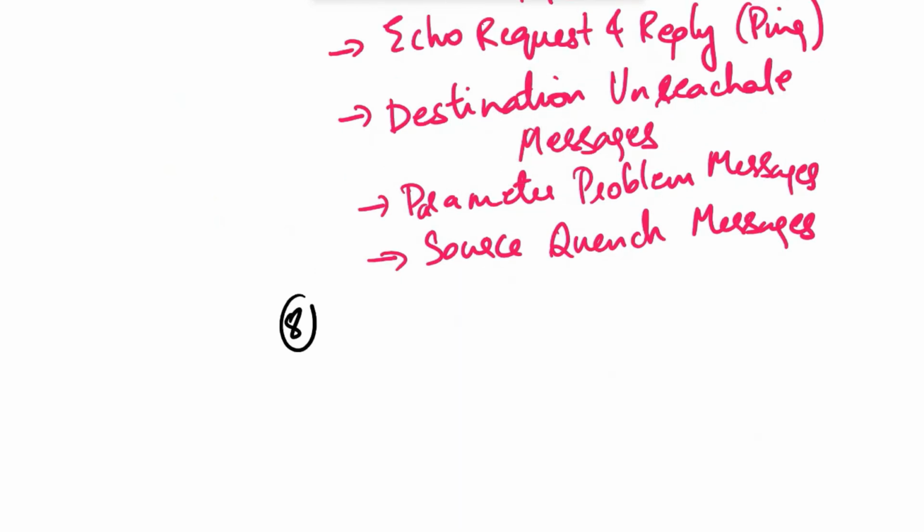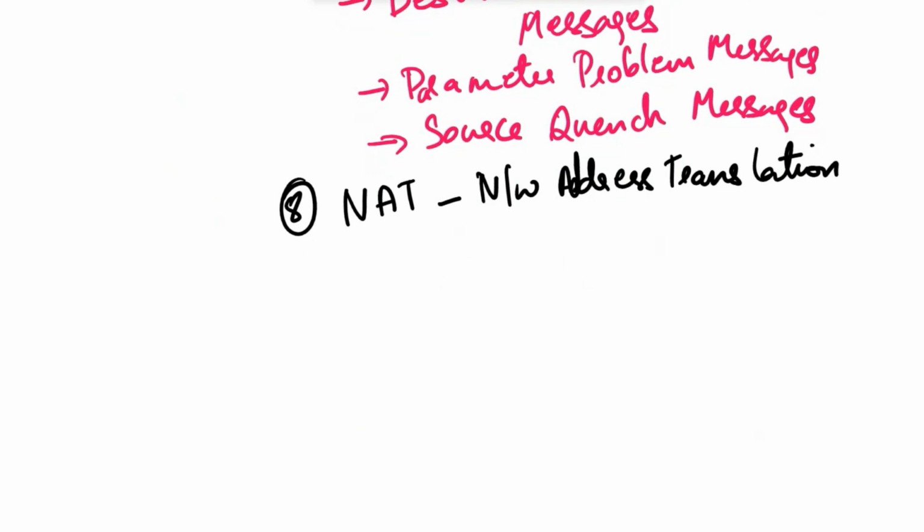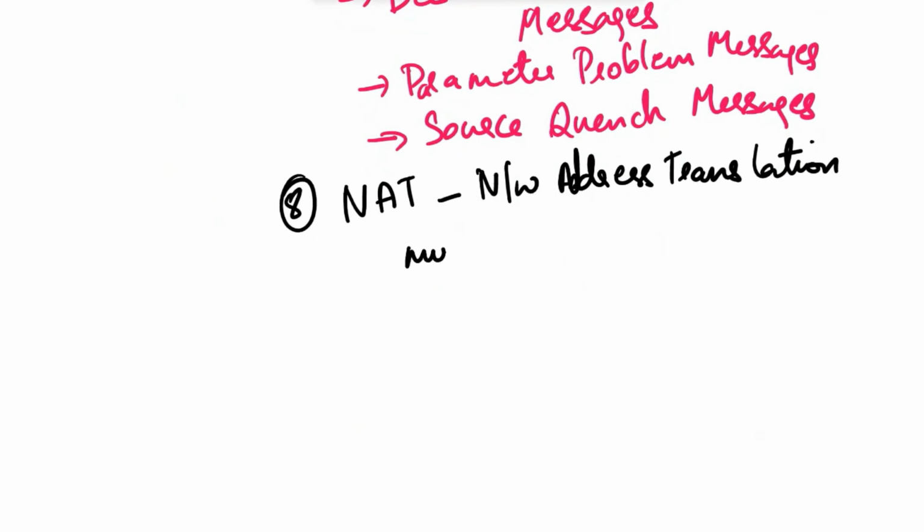Let's go to the next question. What is NAT and why is it used? NAT stands for Network Address Translation. NAT is a networking technique used to modify network address information in packet headers while in transit. NAT is typically implemented on a router or firewall device and serves several important purposes in modern networking.